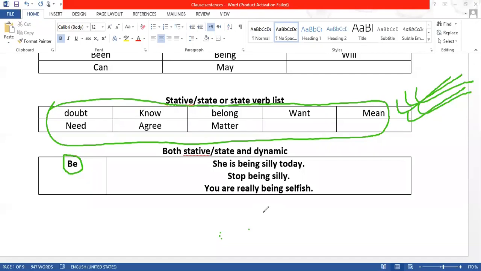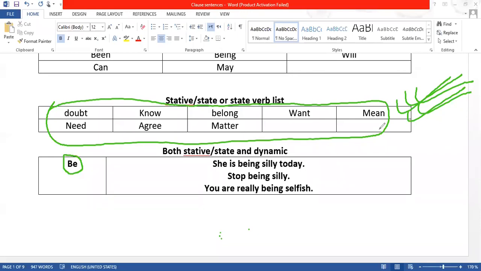Like, for example, see, I've never heard or used this, that I'm needing this. We say I need this. There is no continuous form of this kind of sentence. So you don't have to worry about it.